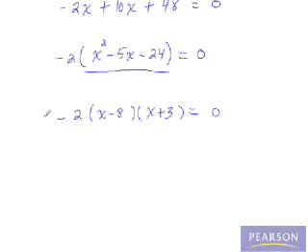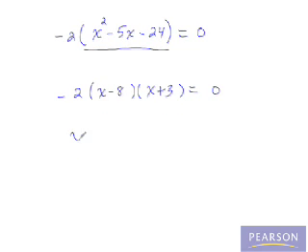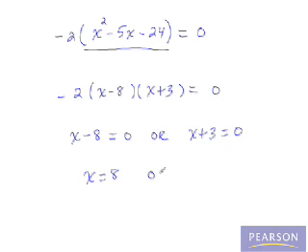So now we'll use our zero product property. If these factors multiplied together give me 0, then one of these two factors must equal 0, or both of them could. So we would say x minus 8 has to equal 0, or x plus 3 must equal 0. And solving each of these equations, we get x could equal 8, or x could equal negative 3.